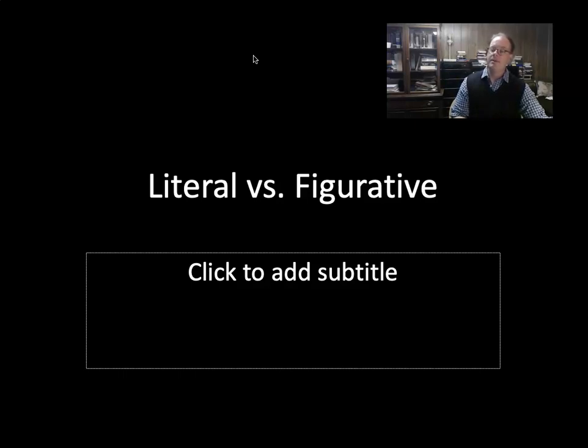Let's just sum them up in a nutshell. Literal speech is speech that can be taken at face value. It is what it is. It means what it says. It doesn't mean something other than what it means. Figurative speech, by definition, means something other than what's being literally said.